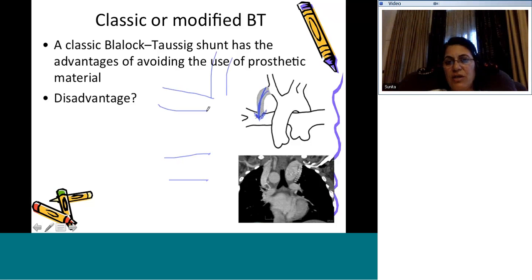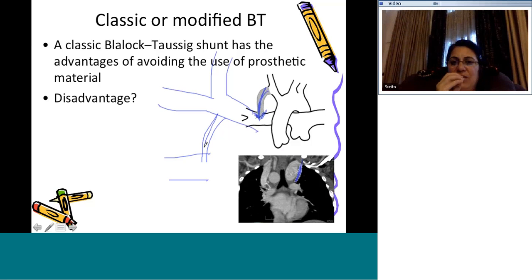So this is your innominate artery. Your modified would take what material? From the base of the innominate, take a material down. So it could be PTFE. Yes. It could be Dacron, right? So you look at this CT image down here. You see here, this is your BT shunt in there that you can see. It can be a Gore-Tex tube, right? So you can use any of those to do your modified BT shunt.